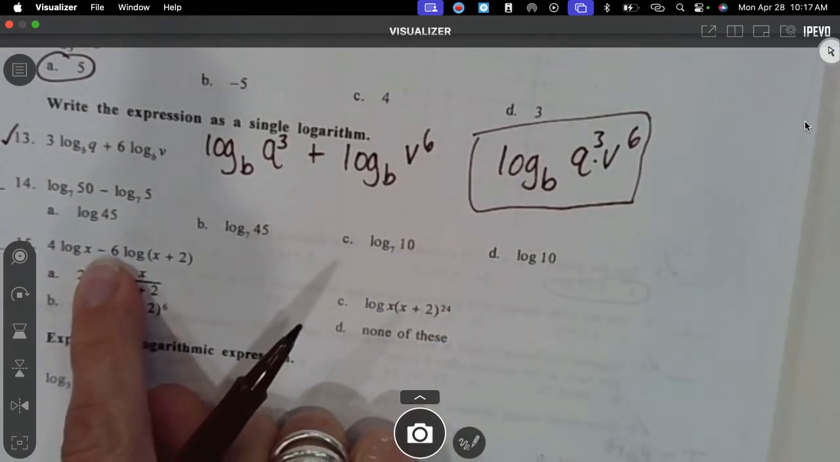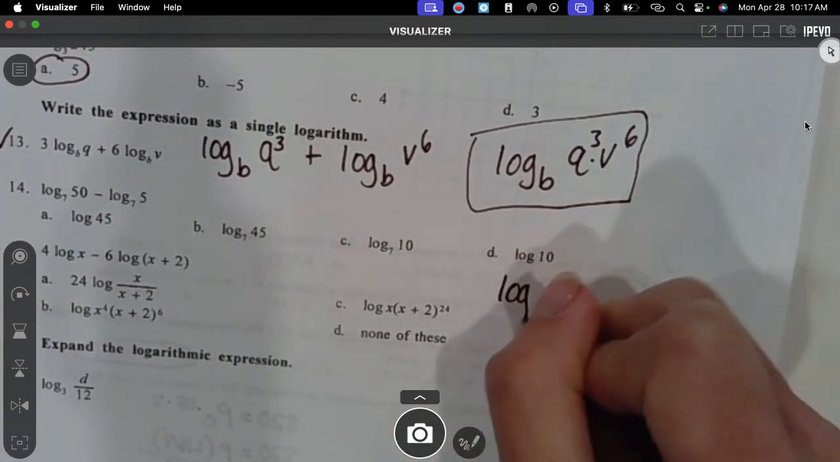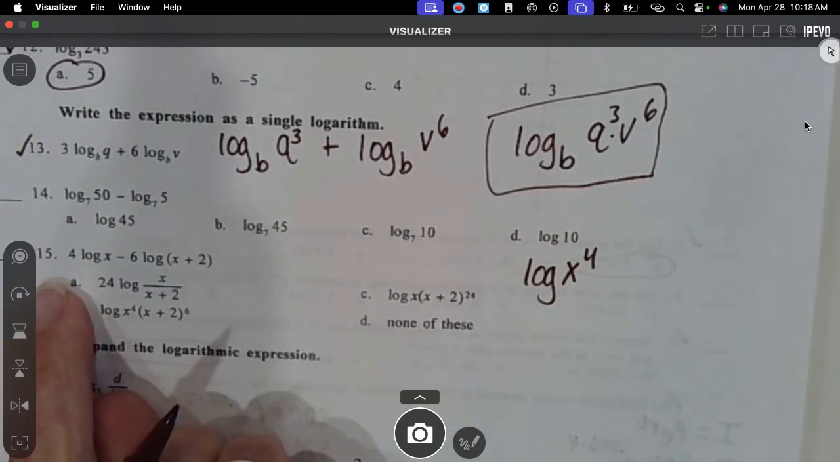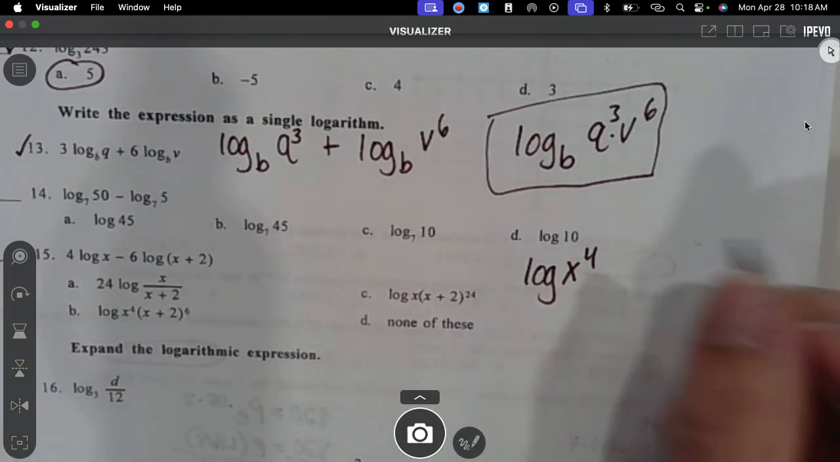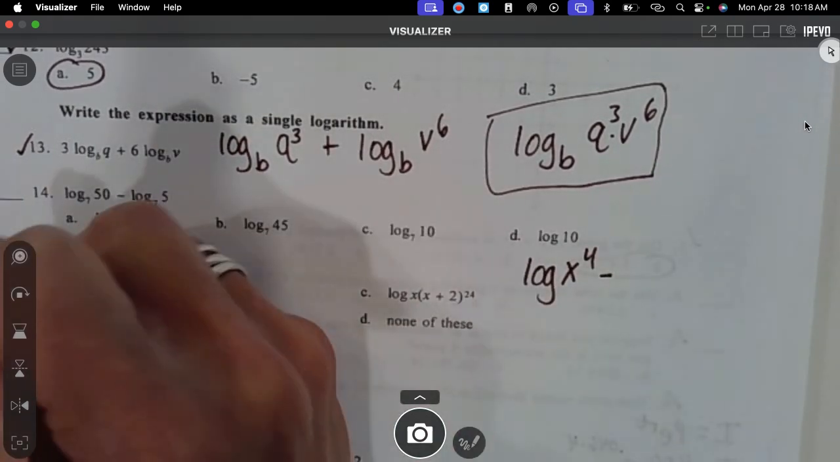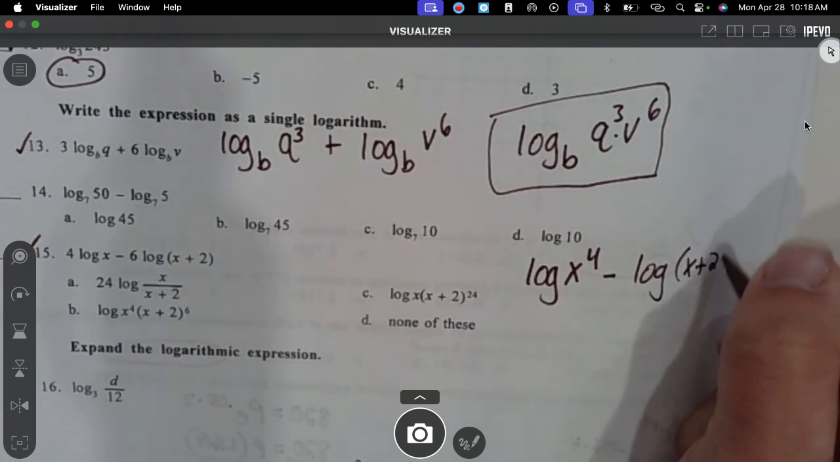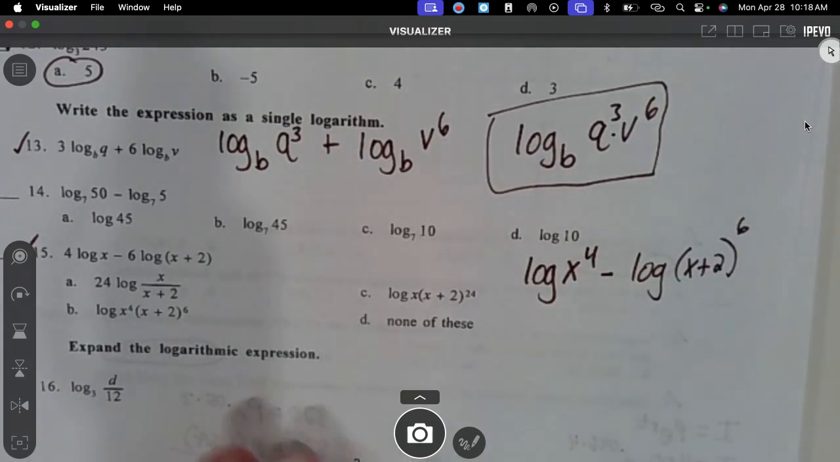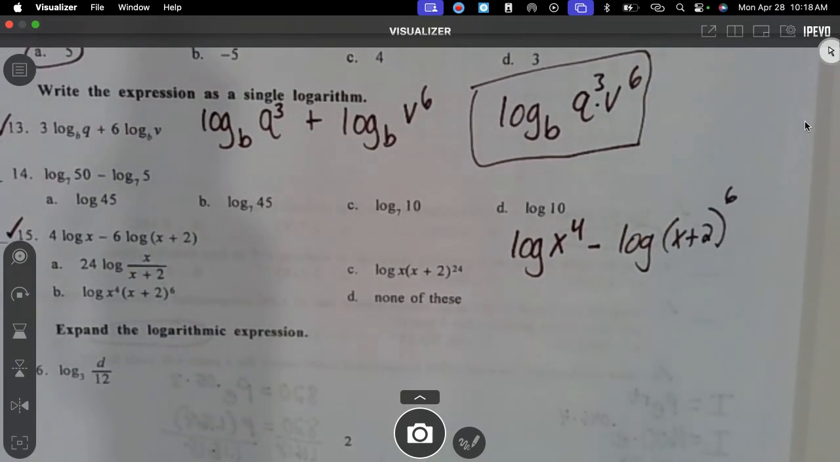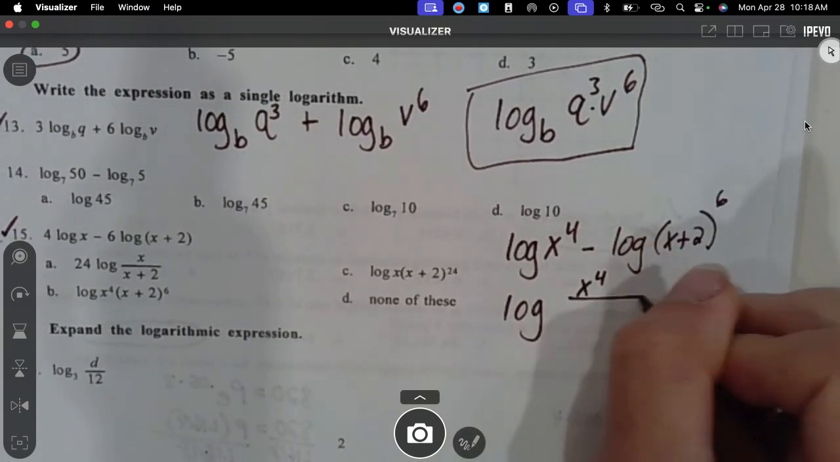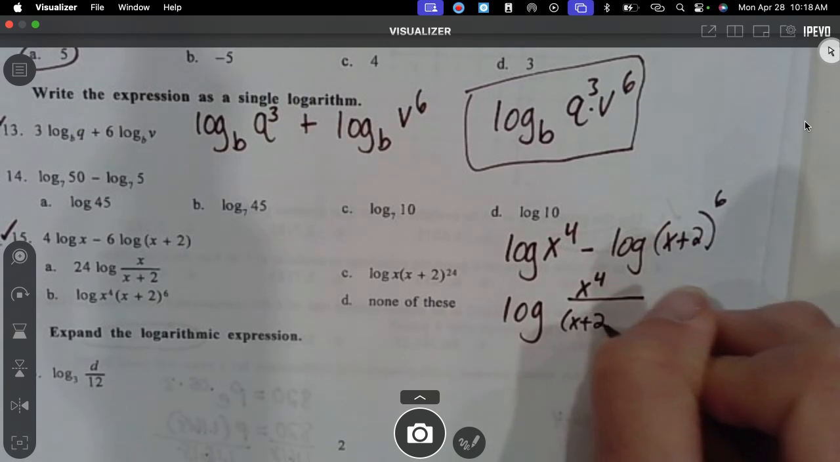This one, it's x to the 4th. Log, and you've got x to the 4th. Why did I move the 4? Because the number out front goes to your exponent. Number 15. Log, I've got x plus 2 raised to the 6th. Everybody good with that? We just moved our numbers out front to the exponents. What do you do for subtraction? Let's combine them and put a division sign. X to the 4th over x plus 2 to the 6th.